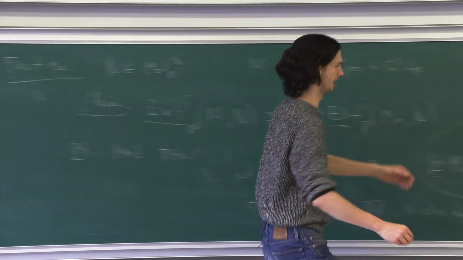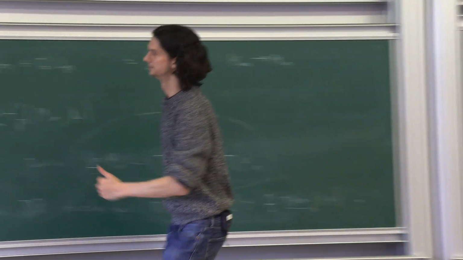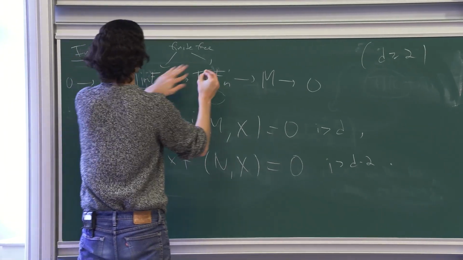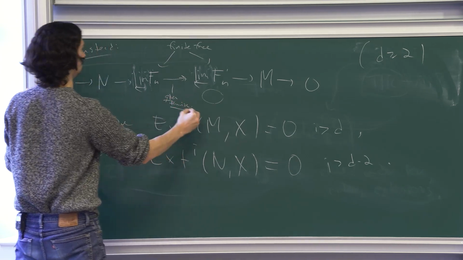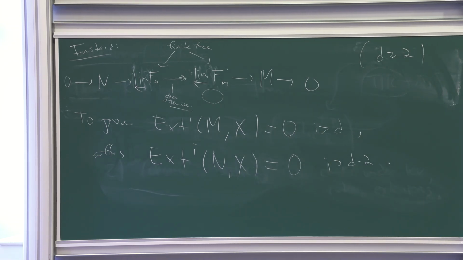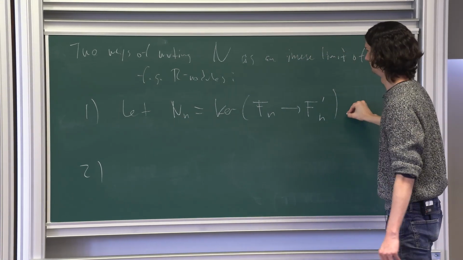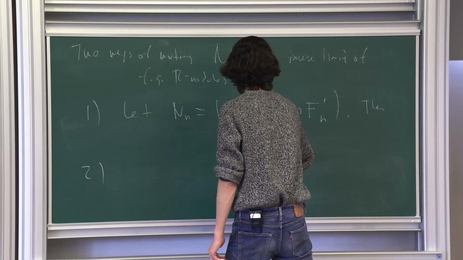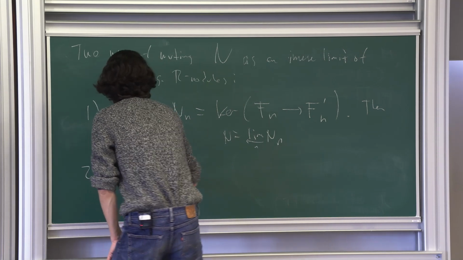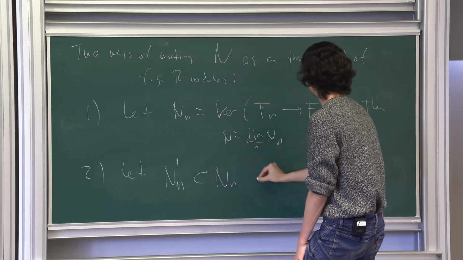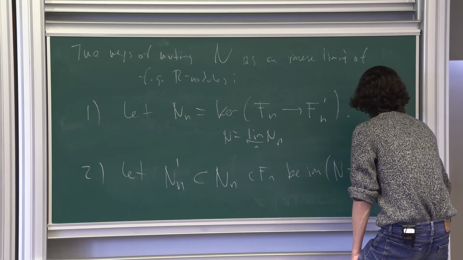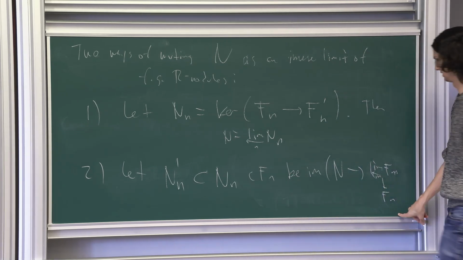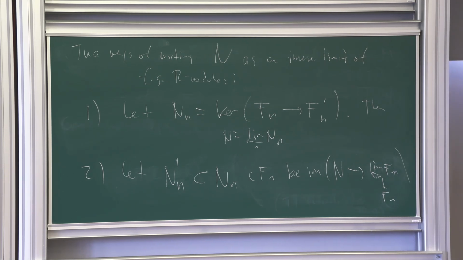And then if you take the kernels of those maps, let me say, I don't really need it to be a product anymore. So we take an inverse limit of this type, and we say that this is given term-wise. Then we have N equals the inverse limit over n of N_n. But the other thing we can do is we can let N'_n, which will be contained in N_n, contained in F_n, be the image of N mapping to the inverse limit of F_m mapping to the particular F_n.